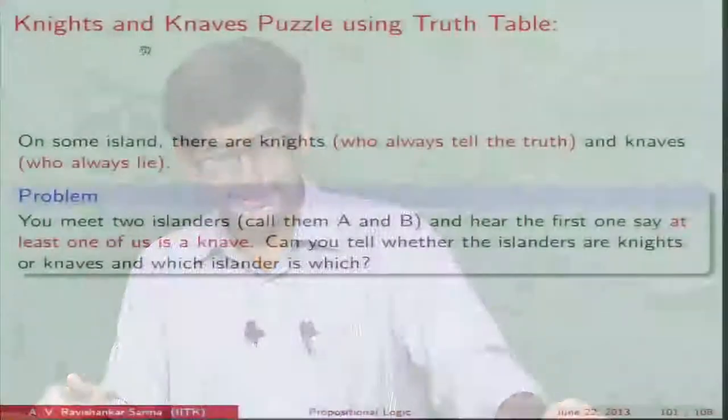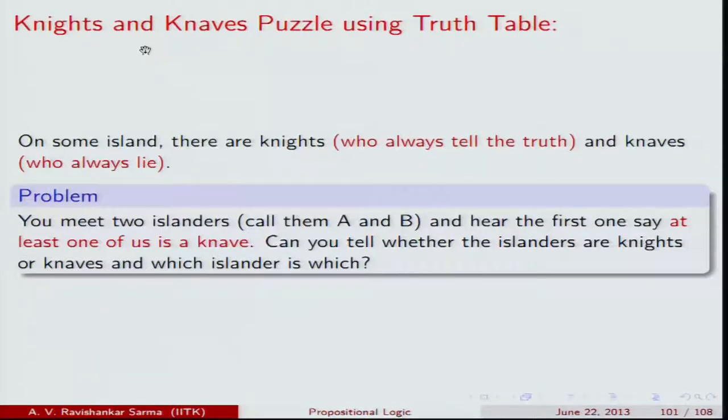So now you went to that particular island. It's all an imaginary situation, so they're all stories, but a lot of things can be done with the help of this kind of thing. Now you meet two islanders. Let us call them A and B. Now you hear the first one saying that at least one of us is a knave. Can you tell whether the islanders are knights or knaves based on the information that the person is giving? You are a stranger who visited that island, and you are asking questions to get definite yes or no answers, and with the help of those answers you are trying to judge whether they are knights or knaves.